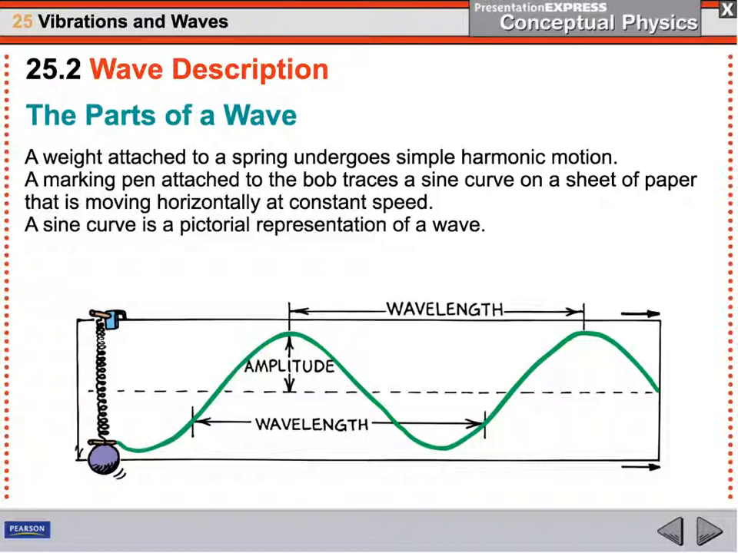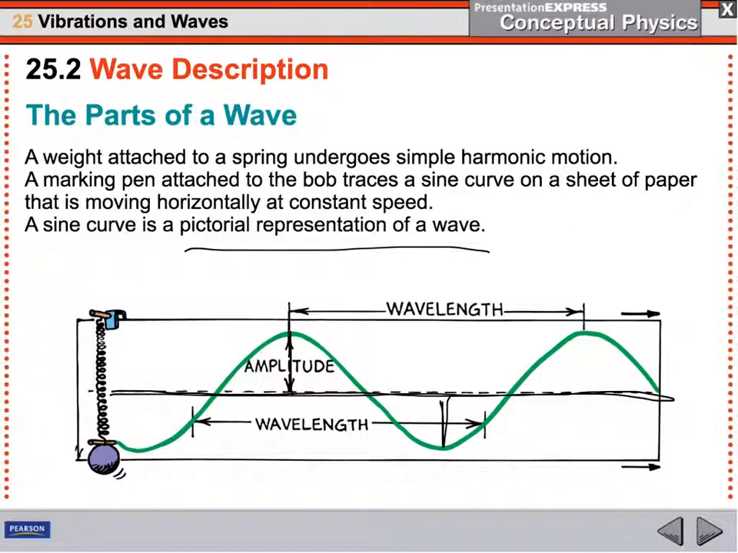Alright, the parts of a wave. A weight attached to a spring undergoes simple harmonic motion. A marking pen attached to the bob traces a sine curve on a sheet of paper that is moving horizontally at a constant speed. A sine curve is a pictorial representation of a wave. And if you look at the equilibrium point that runs through the middle, if you go from here to the top of the crest or to the bottom over on this side, that's called the amplitude.